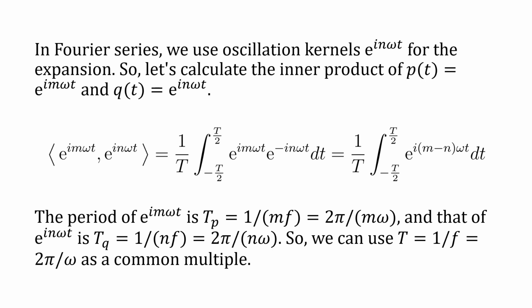The period of e to the i m omega t is Tp equals 1 over mf equals 2 pi over m omega, and that of e to the i n omega t is Tq equals 1 over nf equals 2 pi over n omega. So, we can use T equals 1 over f equals 2 pi over omega as a common multiple.